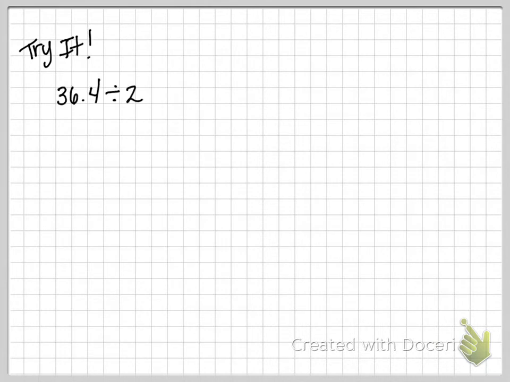Next one. Let's do this one on your own. Go ahead and try this one in your notes. 36.4 divided by 2. Set it up. Move the decimal where it needs to go in the quotient and then divide. The dividend inside should be 36.4 divided by 2. Then we put our decimal right above the decimal in the dividend for our quotient. And then we just divide.